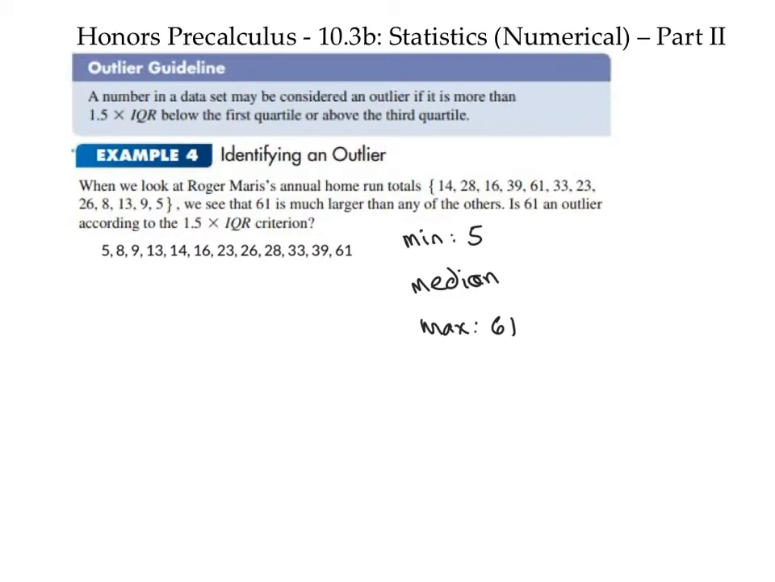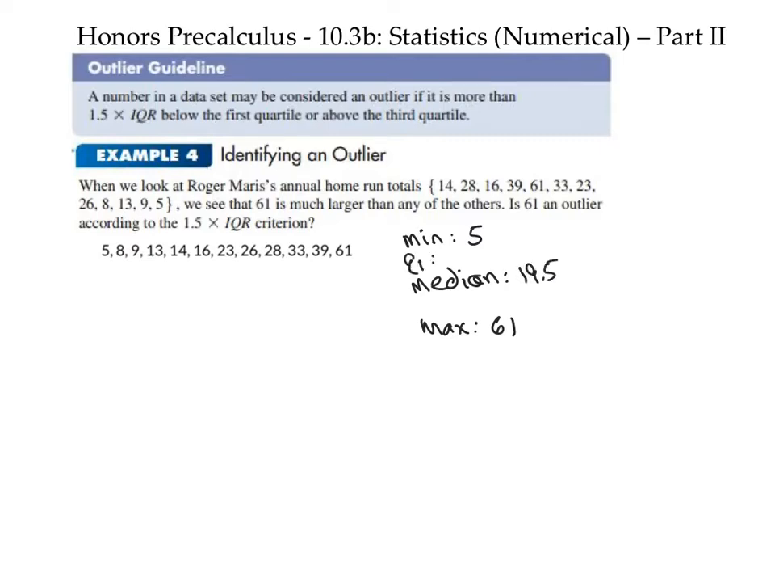The min and the max, of course, are 5 and 61. There are 12 data points, so the median is going to be the value in between the 6th and 7th. That's between 16 and 23. They add to 39, so the median is half of 39, or 19.5.